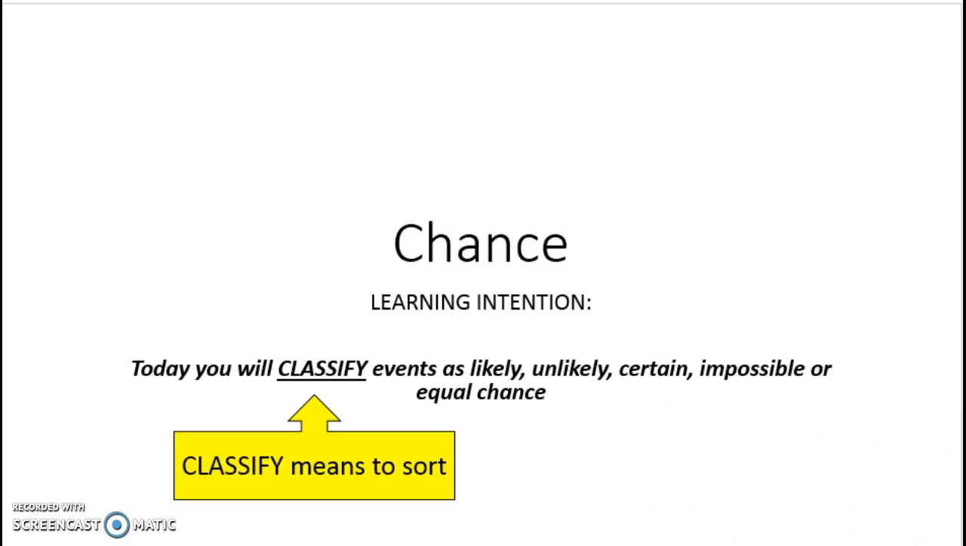Now it's the first in our unit of chance, so let's take things slowly so we can really get some understanding. Let's firstly look at our learning intention. It says today you will classify events as likely, unlikely, certain, impossible, or equal chance. If we have a look at this word here, classify, that's our verb in our learning intention. So we need to know what that word means because that's what we'll be doing today. Down the bottom you can see that classify means to sort things into different categories. And what you'll actually be sorting is events into these words: likely, unlikely, certain, impossible, or equal chance.